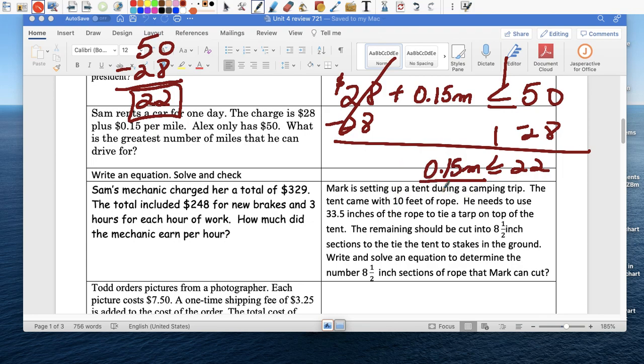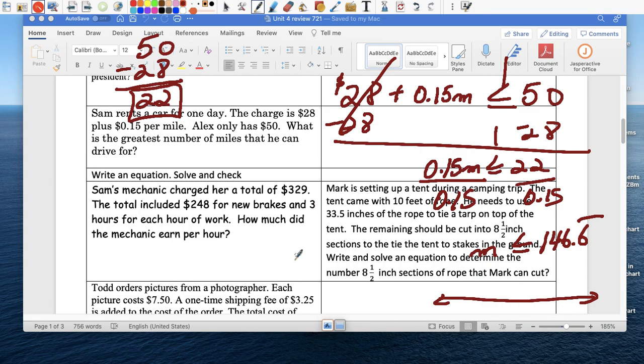So if you divide this by 0.15 and divide this by 0.15, the number of miles that he can drive, the greatest number of miles, is 146.6 repeated, okay? You can actually drive that, so you don't have to round this to the next greatest mile or anything. It doesn't say whole number or anything like that, right? So the answer to this was this. As long as he drives 146 miles or less, he won't spend over 50 bucks.